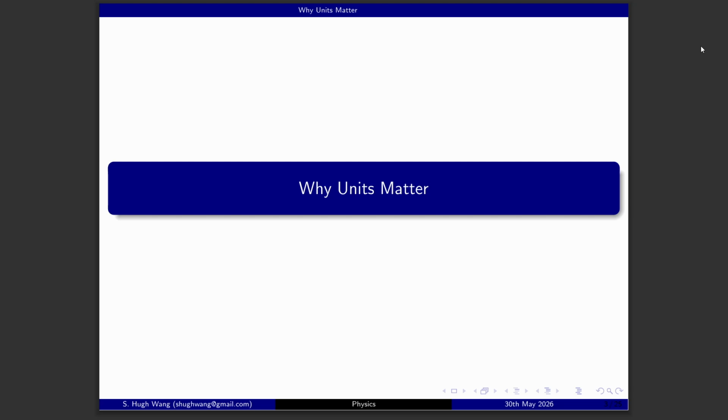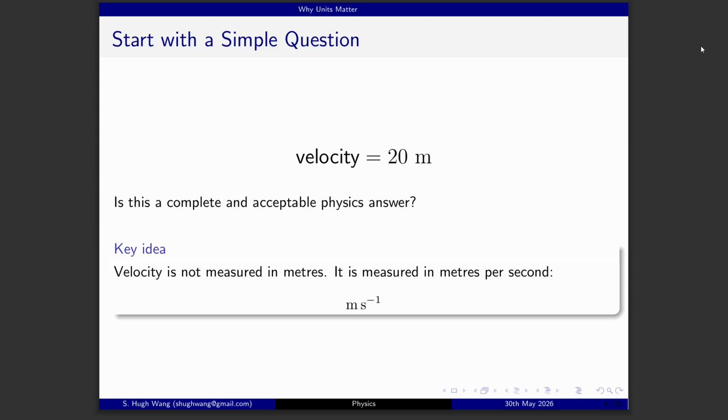Let's start with why units matter. Suppose a student writes velocity equals 20 meters. At first glance, this looks like a physics answer. It has a number, it has a unit, but it's not acceptable. The problem is that meter is a unit of length or distance. Velocity is not measured in meters. Instead, velocity is measured in meters per second, written as m s^-1. So this answer confuses velocity with distance. This is why units matter.